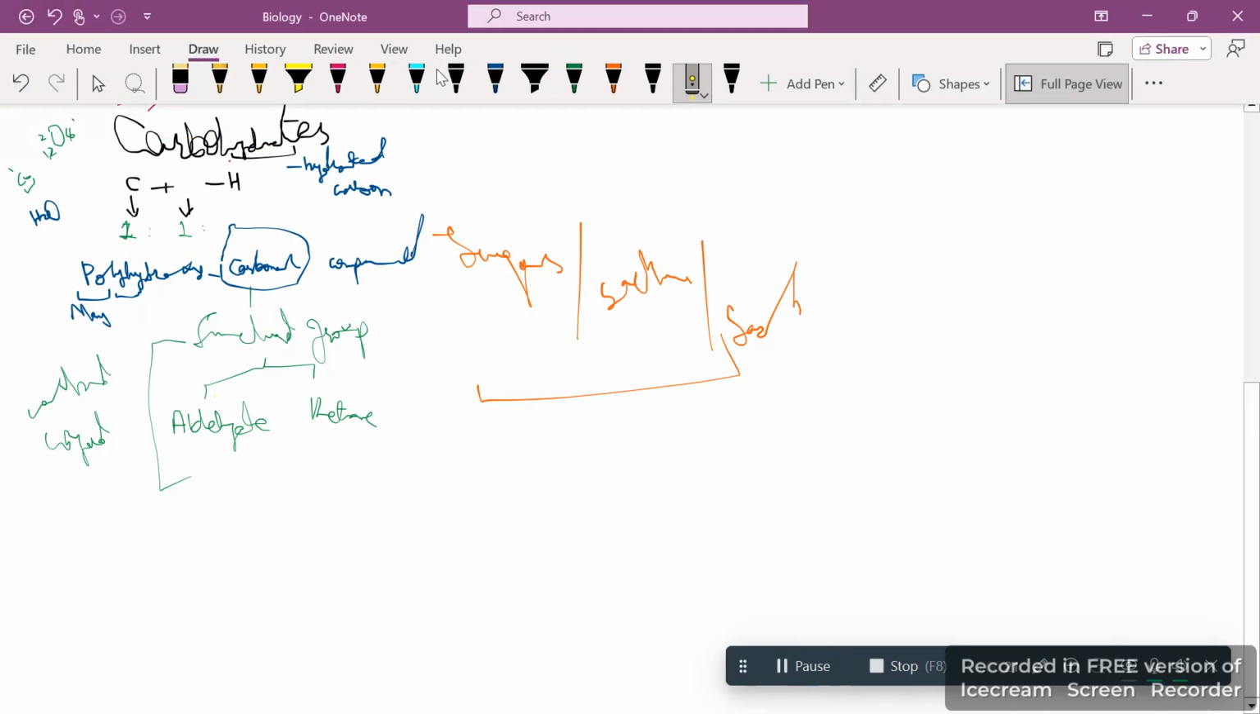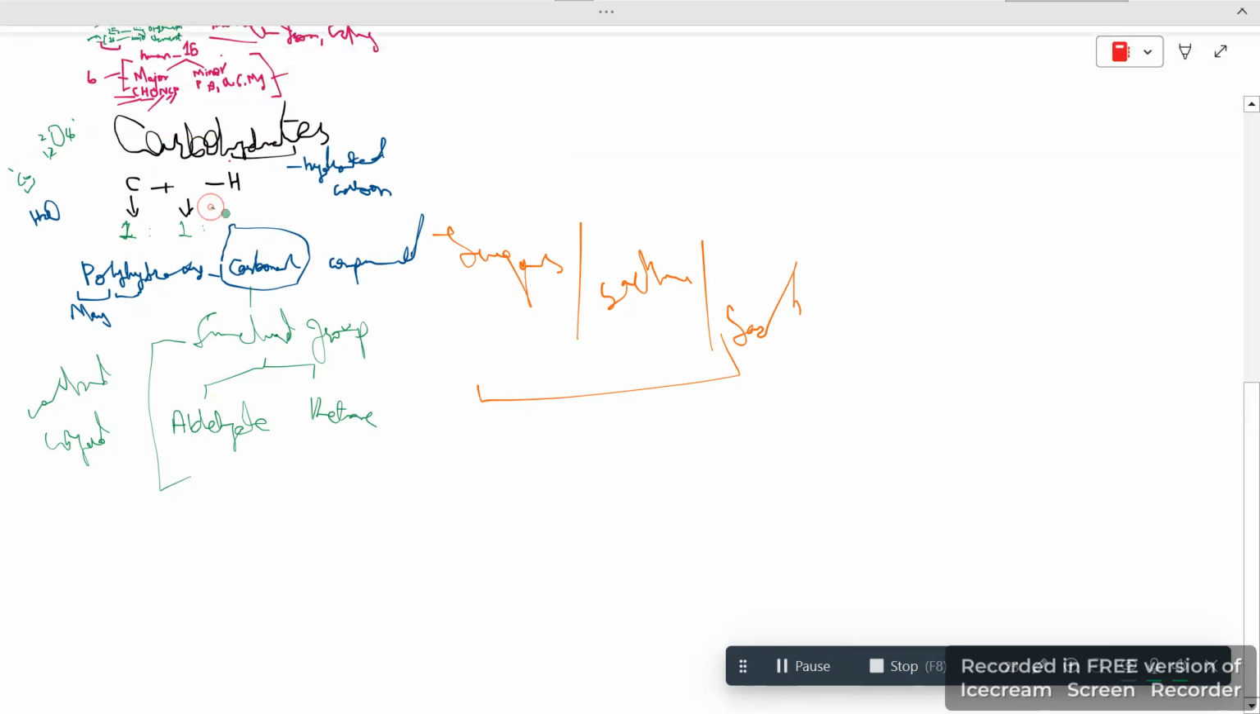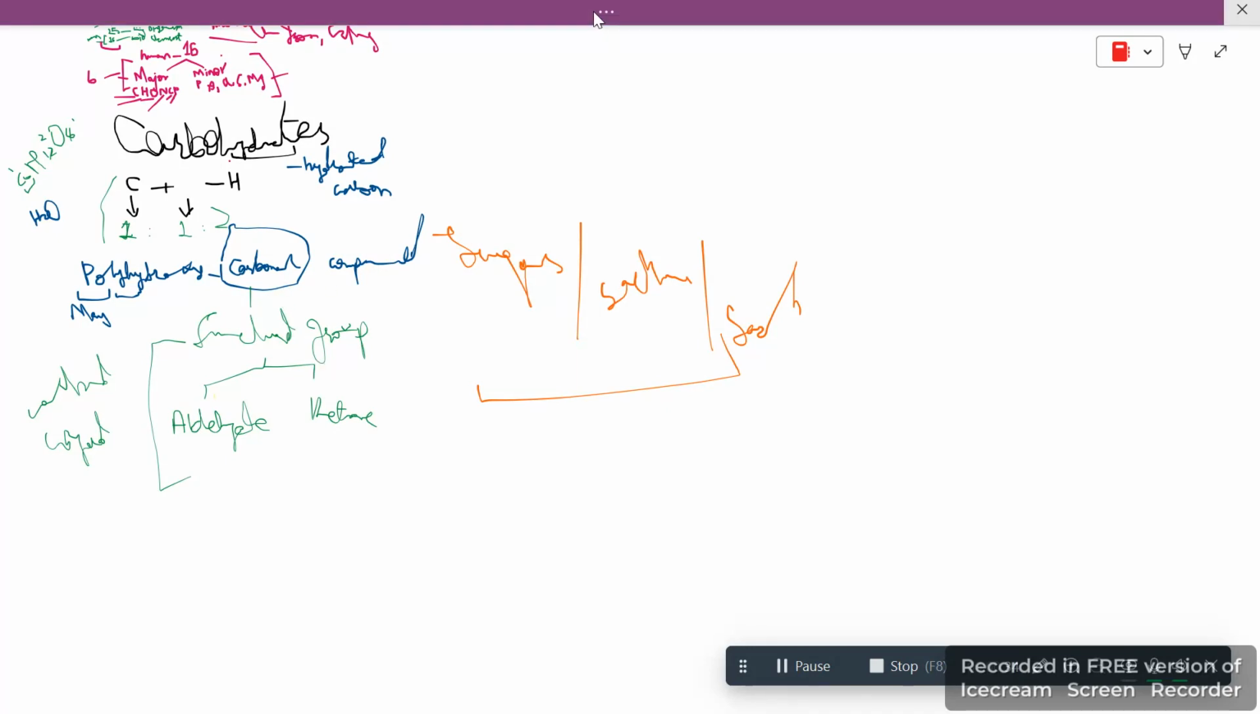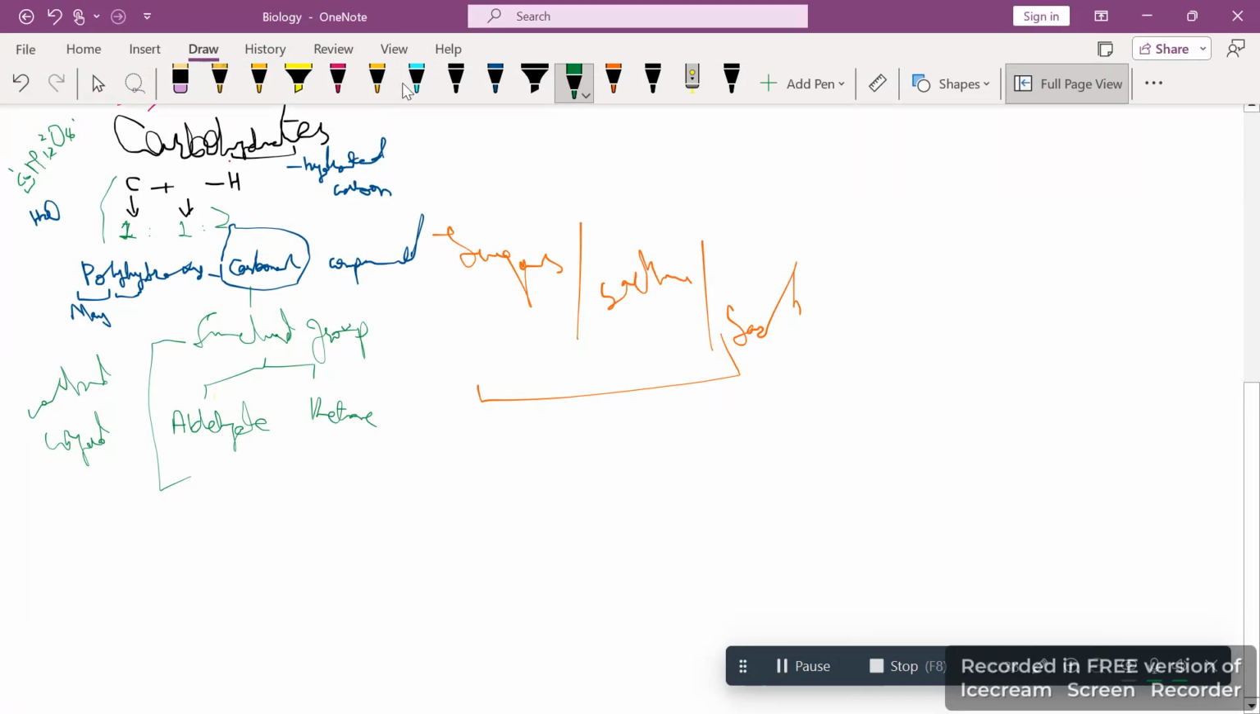1:2:1. Okay, this was the ratio which you find, 1:2. I just erased it by mistake. So this carbohydrate is also known as polyhydroxycarbonyl compound. Carbonyl here is a functional group which consists of aldehyde and ketone. So these both are carbonyl compounds.